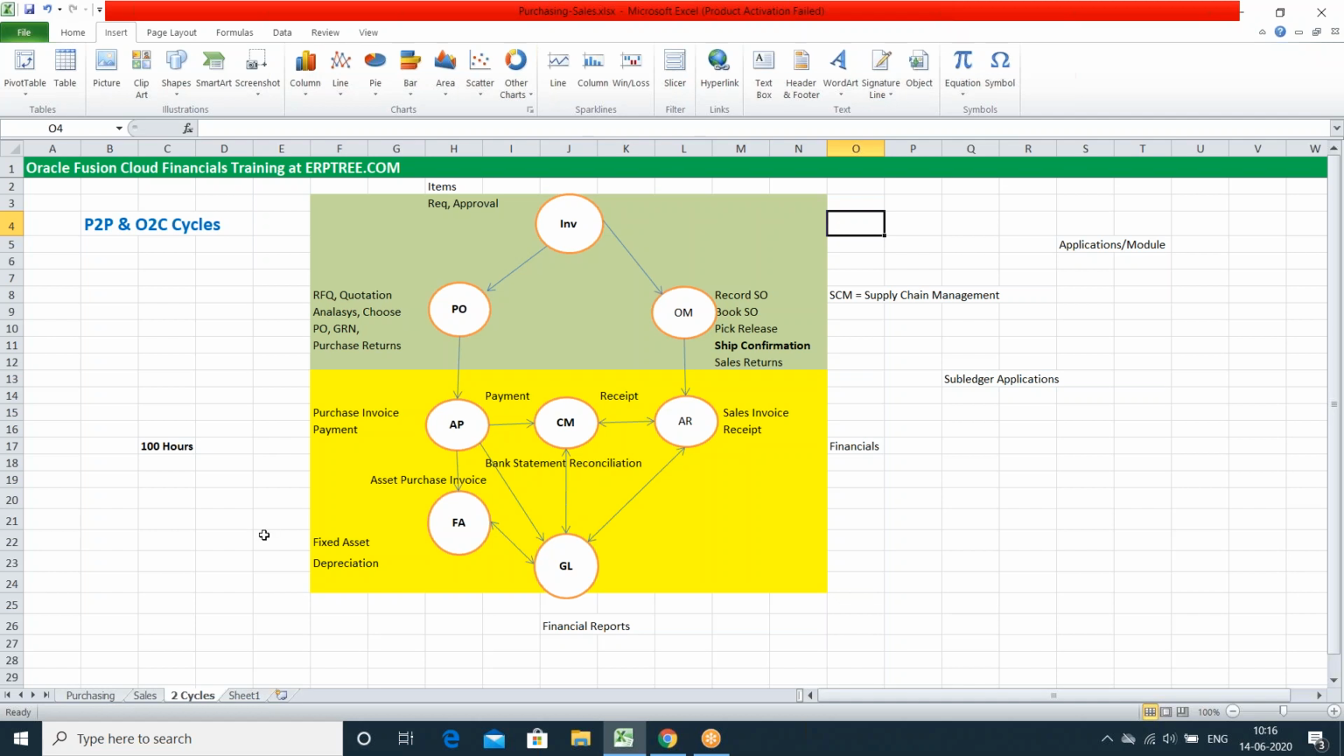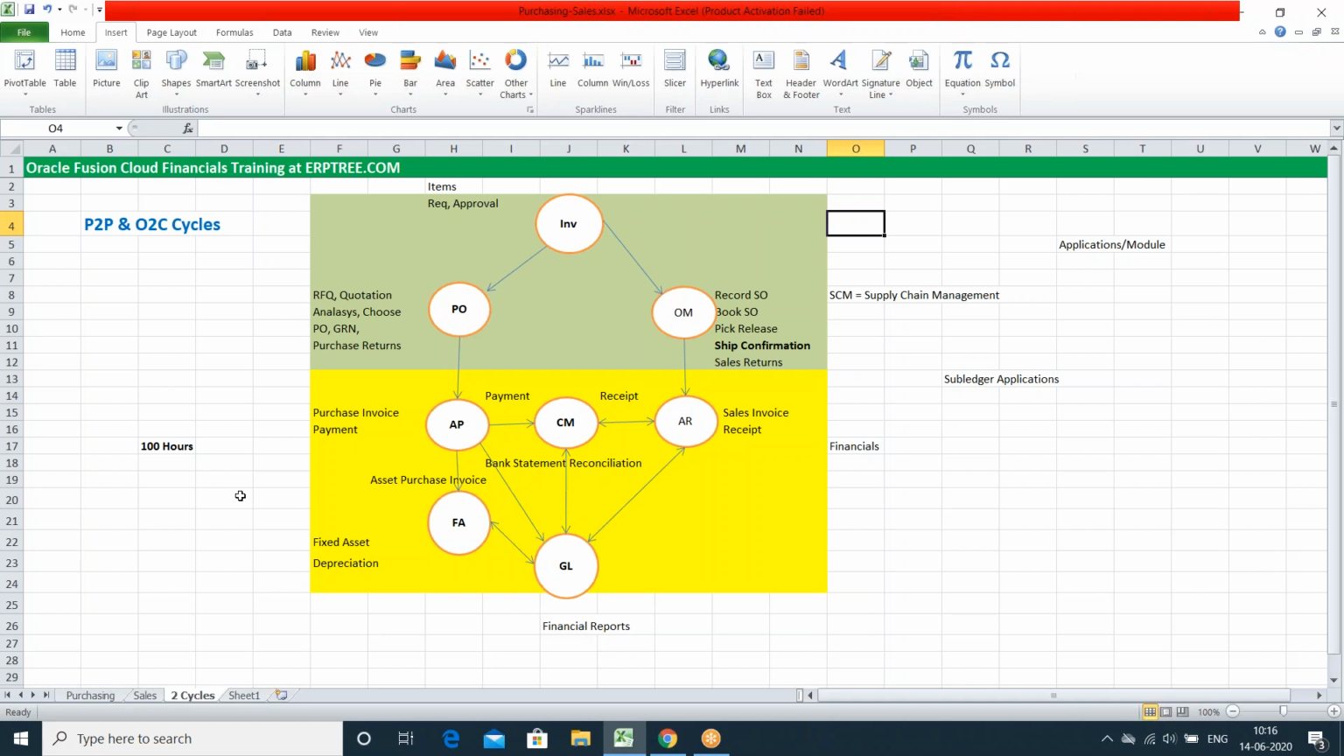Okay, gotcha. We handle HCM, PPM also, but we have separate trainers for HCM, PPM, and other areas. Finance and SCM are based on my experience. Cool. Thank you. Yeah, thanks.